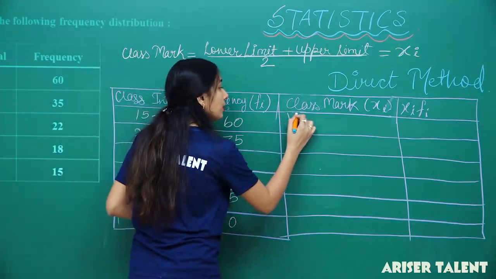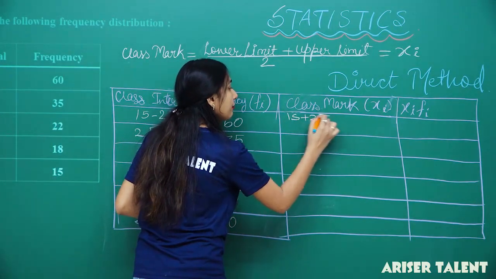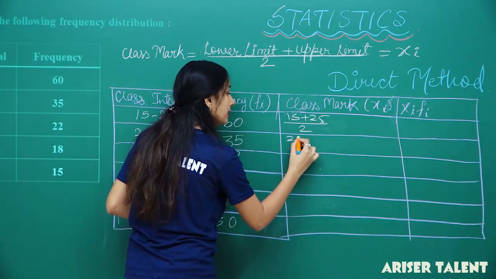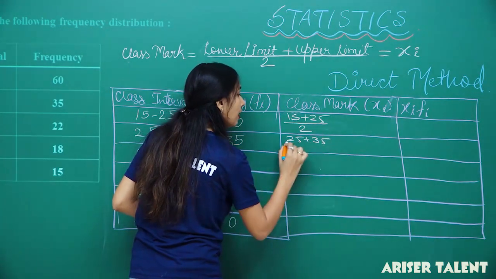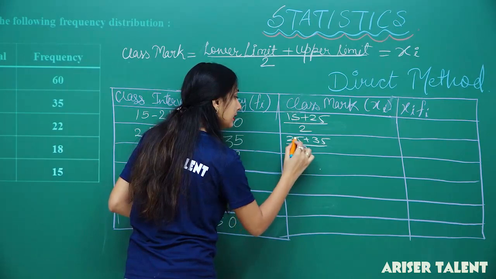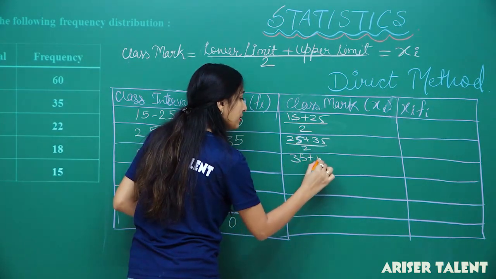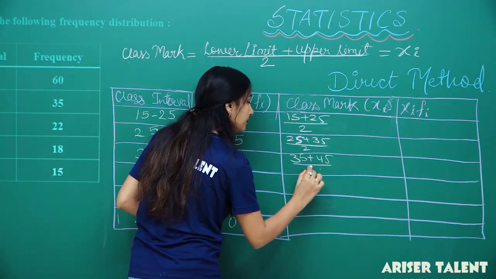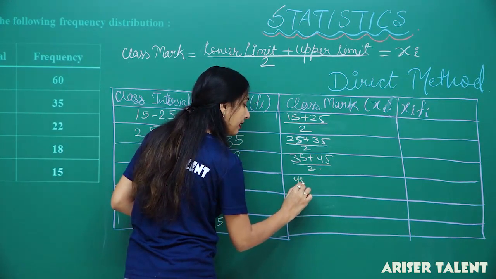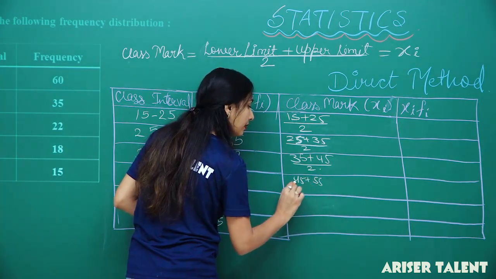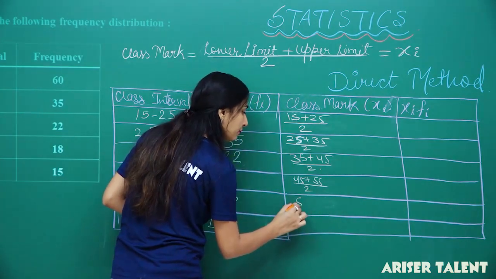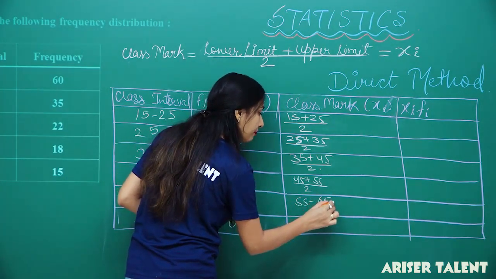That will be 15 plus 25 by 2, here 25 plus 35 by 2, then here 30, this is 5, mind it. This is 35 plus 45 by 2, and this is 45 plus 55 by 2, and here it is 55 plus 65 by 2.